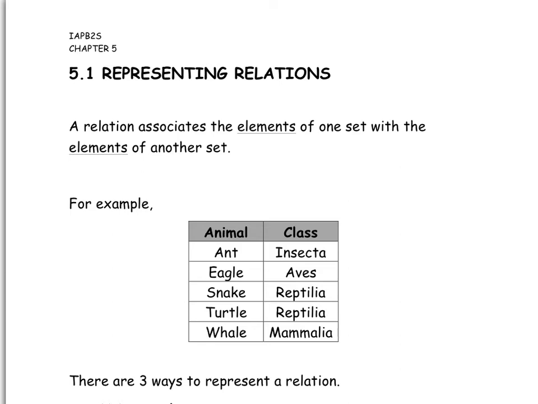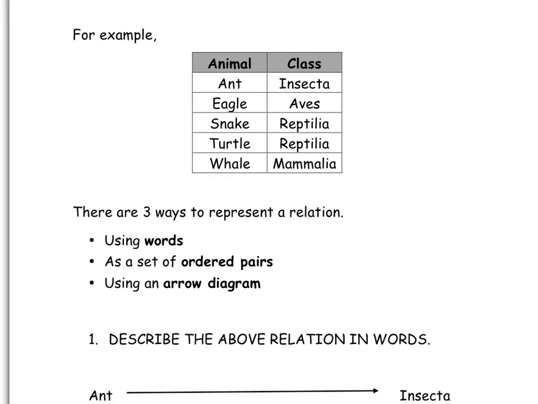There are a few different ways to show this relationship between these two things, and we're going to look at three ways to represent a relationship, and in this case a relation: using words, pretty straightforward, very similar to what I just described here; as a set of ordered pairs, so when you look at two things, how they're connected and how that would look like as an ordered pair; and using an arrow diagram.